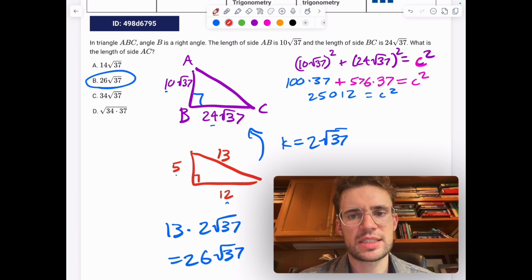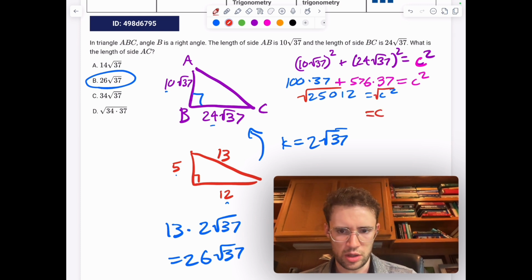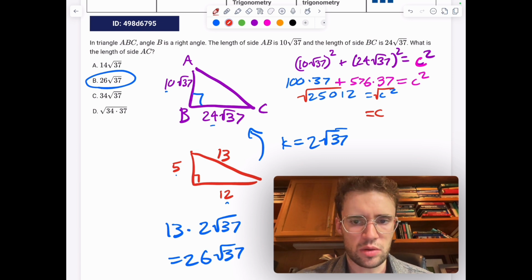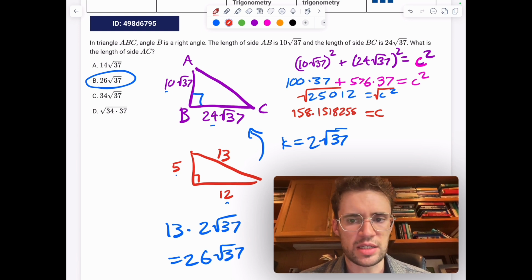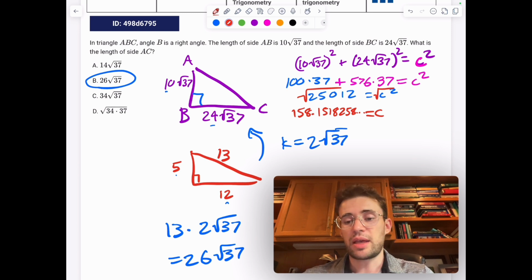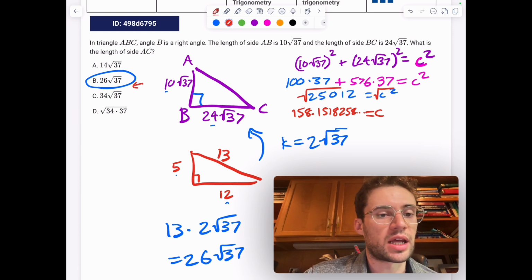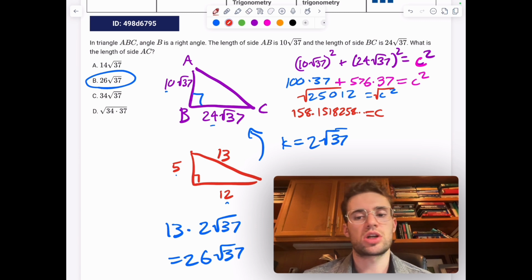Now if I want to solve for just c, which will be our answer, the length of AC, we take the square root of both sides, leaving us with c equal to the square root of 25,012, which is 158.1518258. It's an irrational number, it keeps going forever. Now, there are some calculators where you could just push a button and get it in simplest radical form. If you have one of those, then obviously that would return the right answer. You'd get 26 root 37, and it would be much easier.